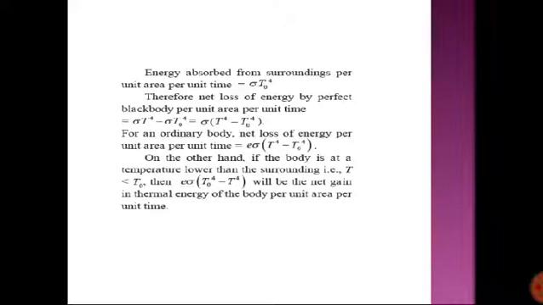Now, what happens if T0 is greater than T? So we have to consider the second equation, which is e sigma T0 raised to 4 minus T raised to 4 in case of T less than T0, because we cannot consider it in negative sign, right? So we just shuffle both the terms. So we are getting this. So this is the net gain in thermal energy of the body per unit area per unit time.